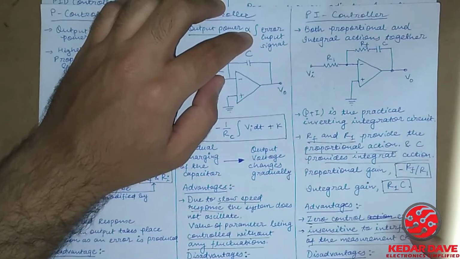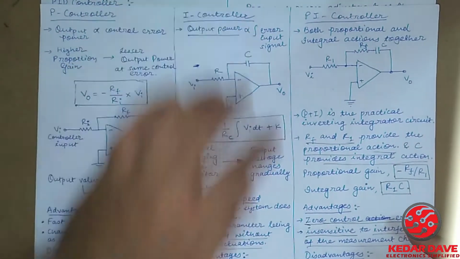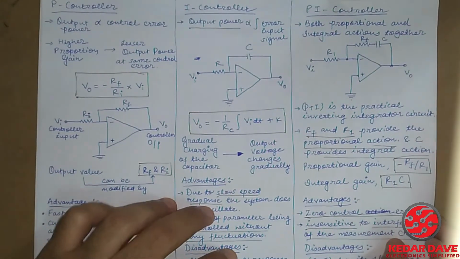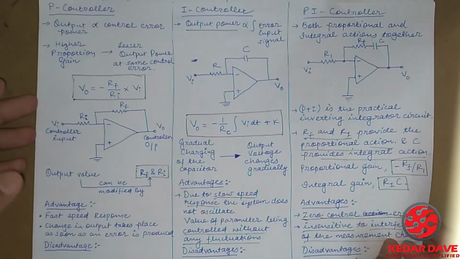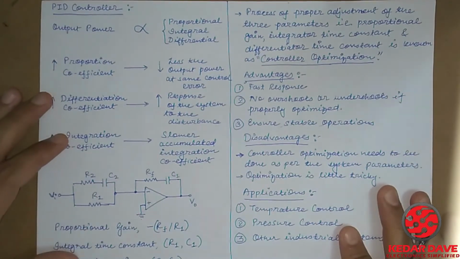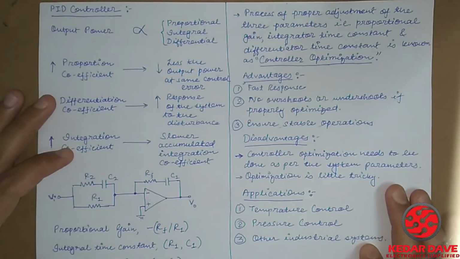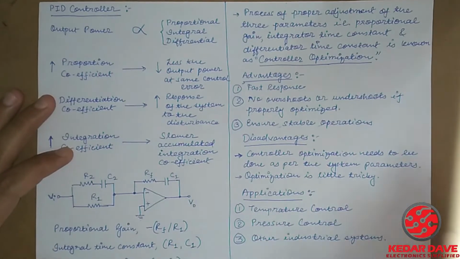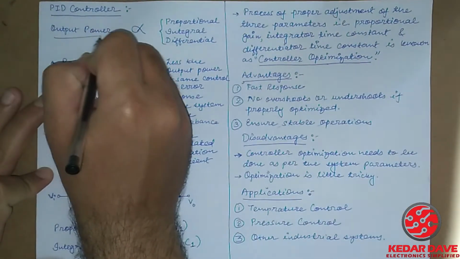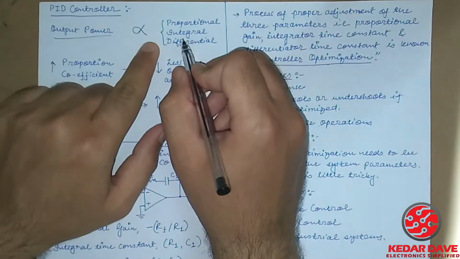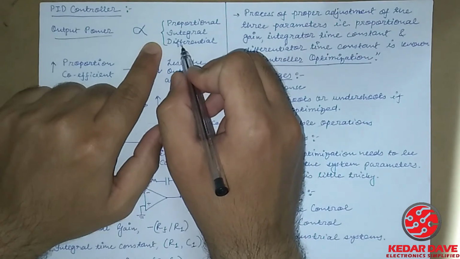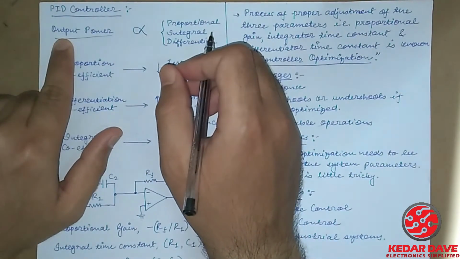After all three controllers, now we are checking a particular condition of all three together, and that kind of controller is called the PID controller. So let's understand how a PID controller will work. First of all, the PID controller will have the output power directly proportional to the proportional, integral and differential actions.